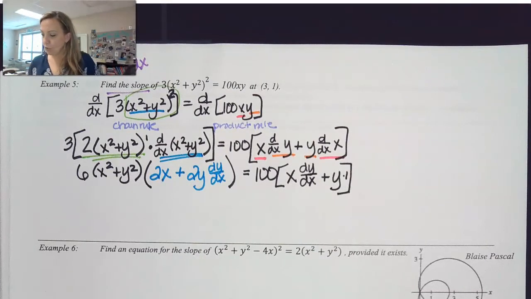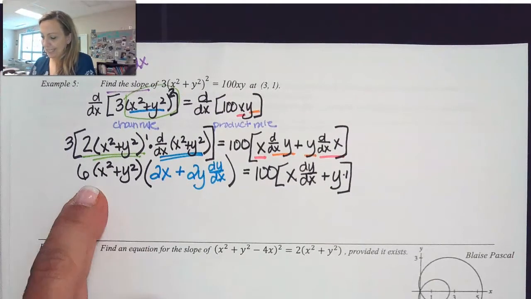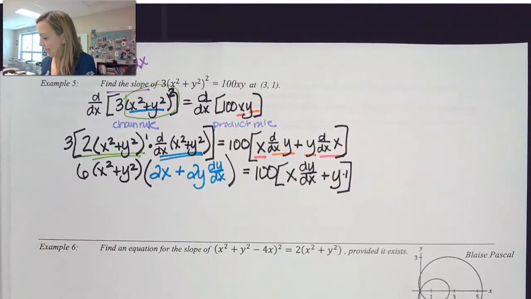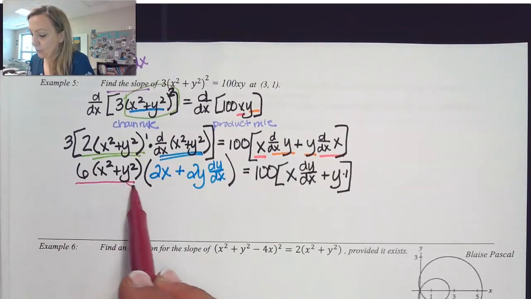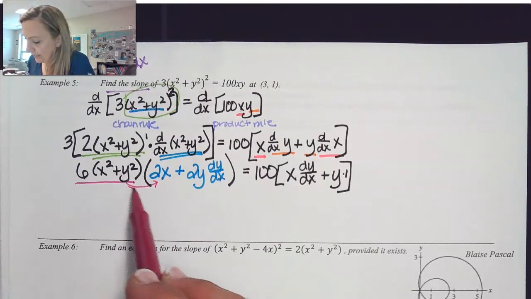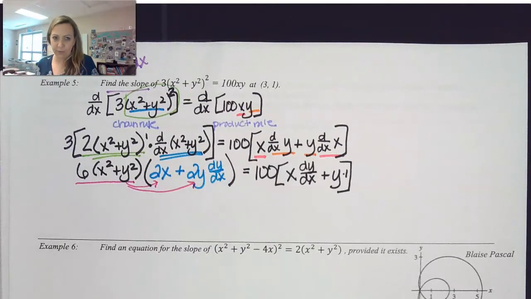Okay. So now maybe let's distribute a little bit. I'm going to take this whole thing. This is kind of where it gets a little clunky. I'm going to take this whole thing and distribute it to the 2x and to this term. That's essentially what we're doing, all right?